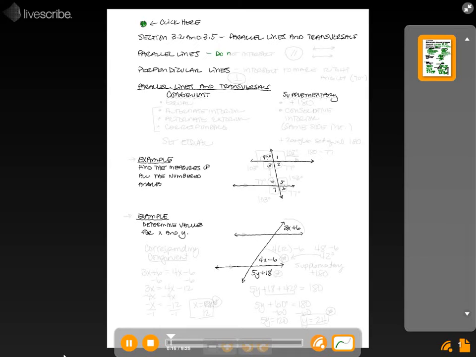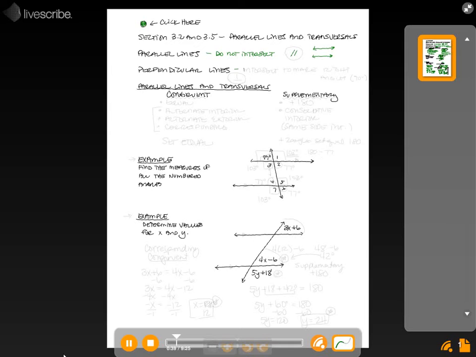Parallel lines do not intersect. Okay, they're in the same plane, but they will never meet, and that's what parallel lines are. And this is our symbol for parallel. Okay, and if we had an example of parallel lines, here's a quick example. Those two lines, they'll never intersect. They keep going on forever and they will never meet, so they are parallel lines.